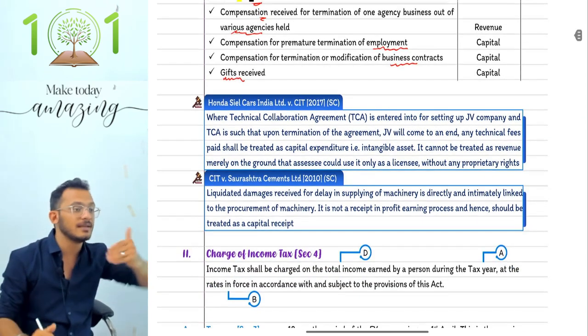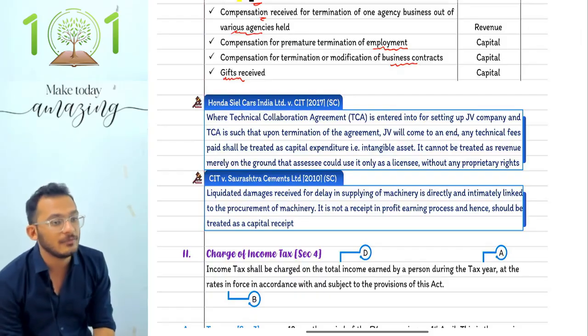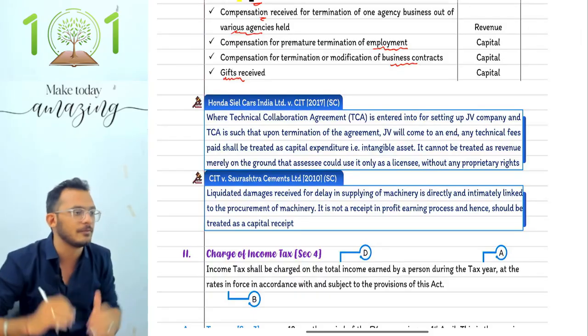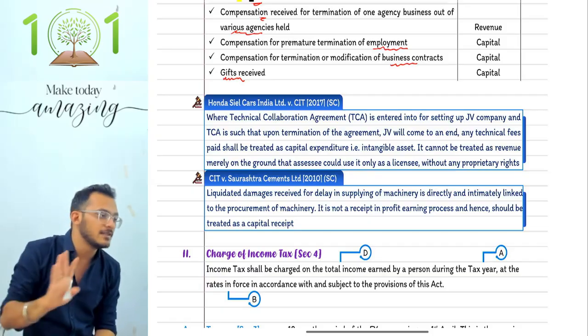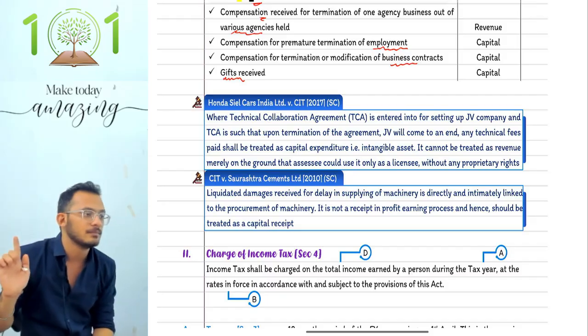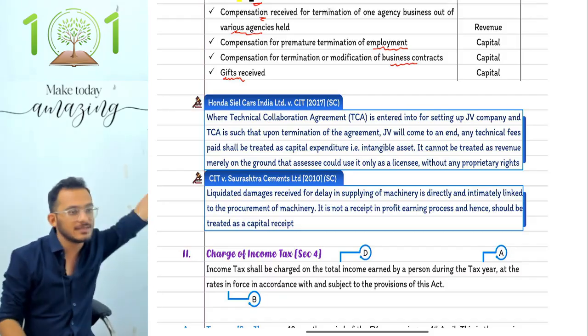2 case laws we wrote. One is the technical fees. If you have any technical fees which is affecting your business itself, then it is capital. If it is regular technical fees which will not impact your livelihood, revenue. And then liquidated damages, same as above.